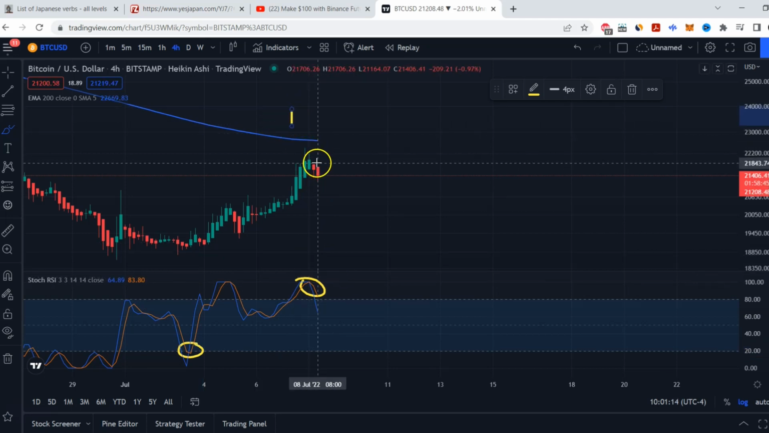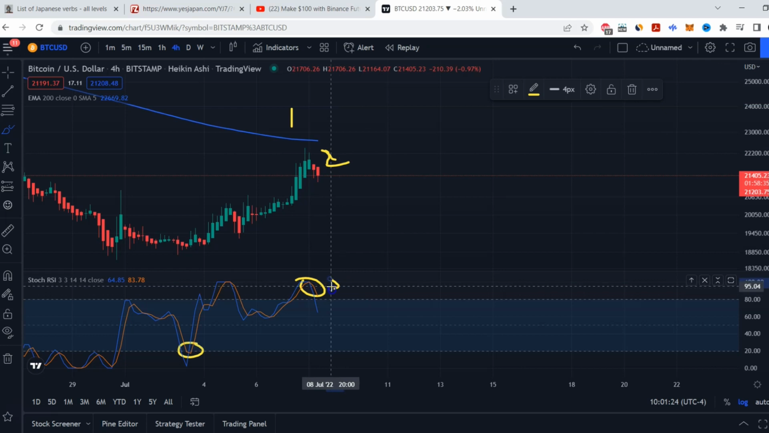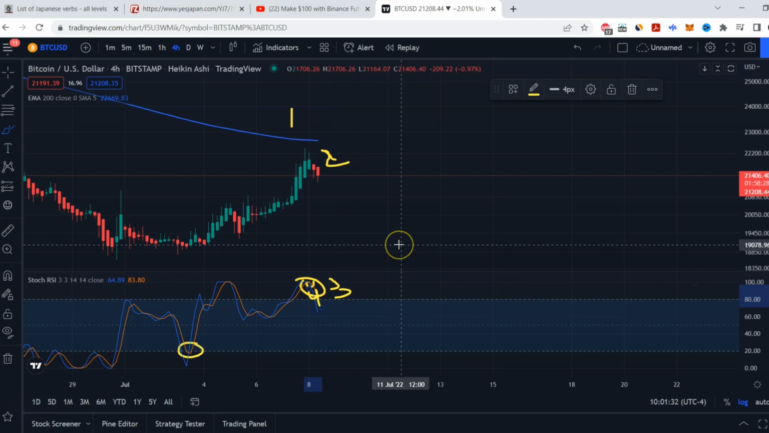So we have these confirmations. One, below the 200 moving average. Two, a red candlestick. Three, the overbought area. And then number four is the crossing. So these all line up, and I look to sell down.